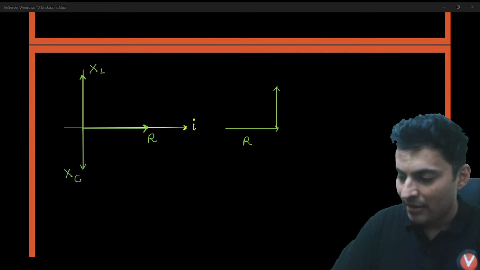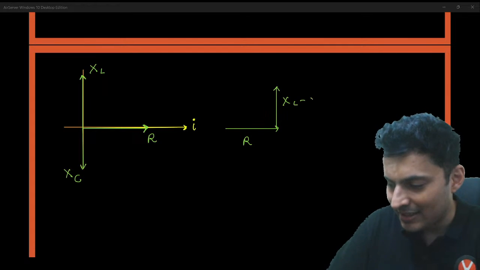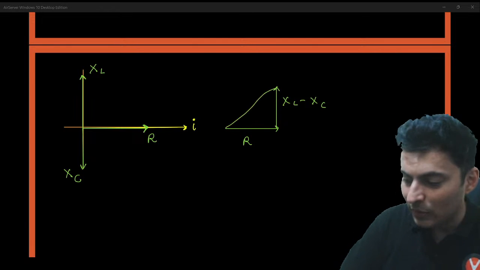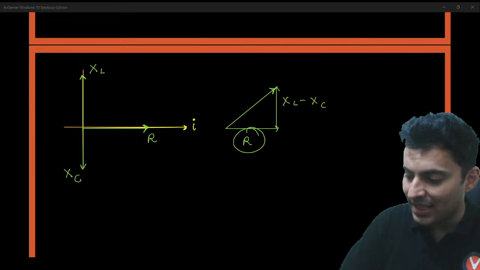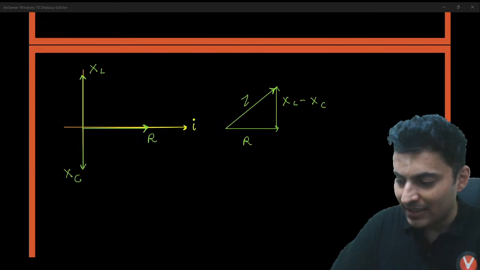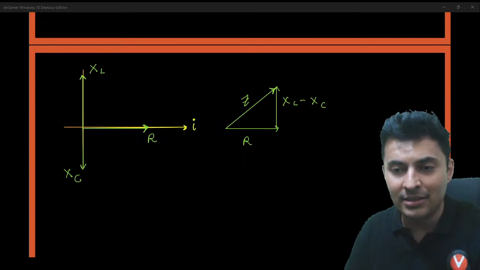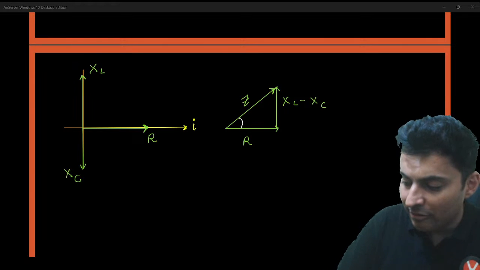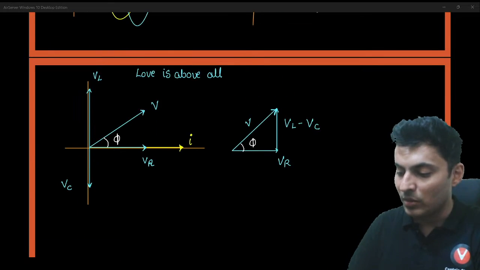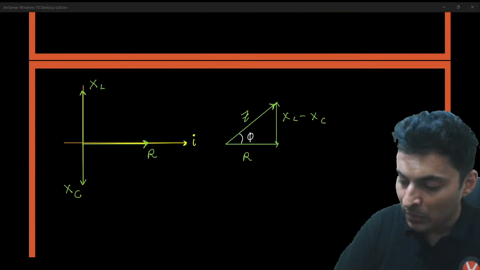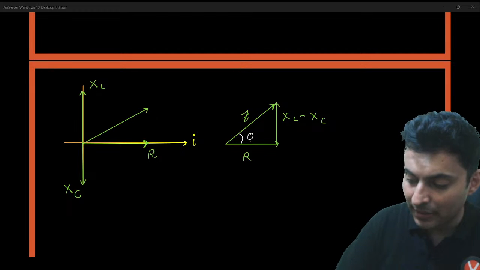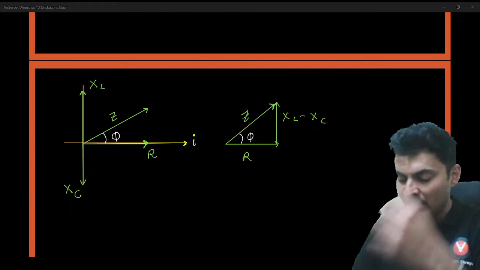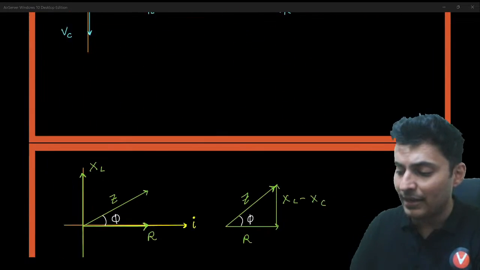You are just left with one simple XL minus XC, assuming XL is more. If XC is more, then XC minus XL. The resultant of resistance and reactance together is denoted by the symbol Z, which is impedance. And the same angle will be there over here also and here also. Keep this in mind. So impedance will be right over here. This is your impedance. Perfect. So these are the major phasor diagrams for an LCR AC circuit.